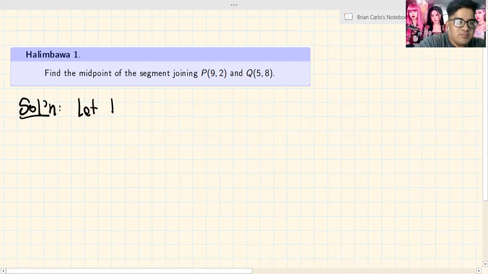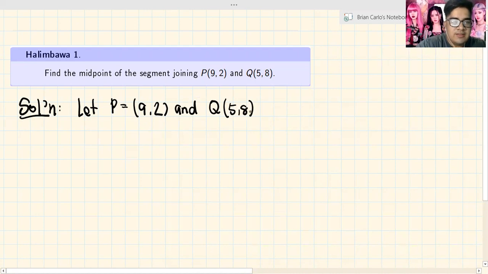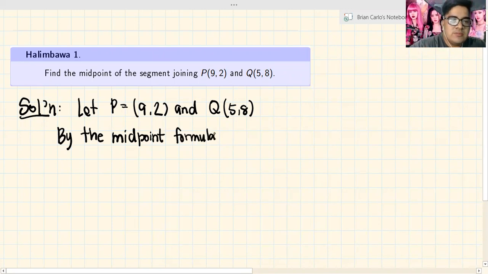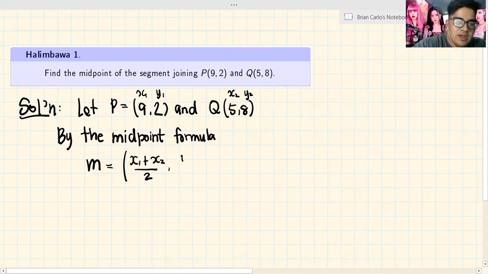Let P be equal to (9, 2) and Q be equal to (5, 8). Now, by the midpoint formula, ano mangyayari? Sino ba si X1, 'di ba? Ito si X1, ito si Y1. Ito si X2, ito si Y2. Now, by the midpoint formula, M is equal to (X1 plus X2 all over 2, comma Y1 plus Y2 all over 2).